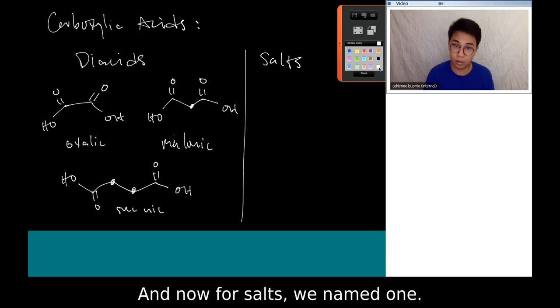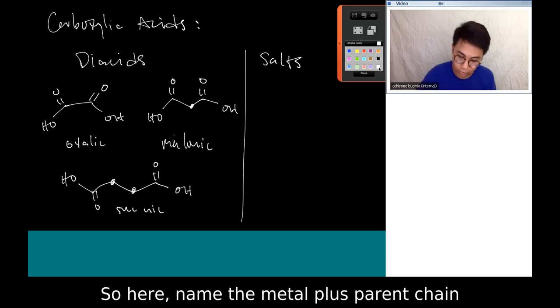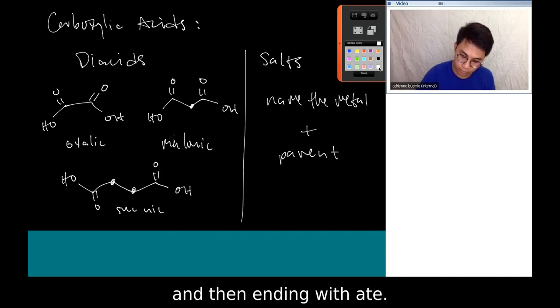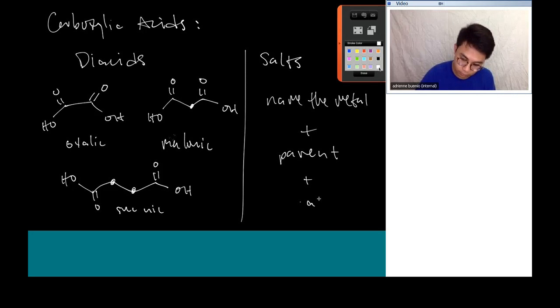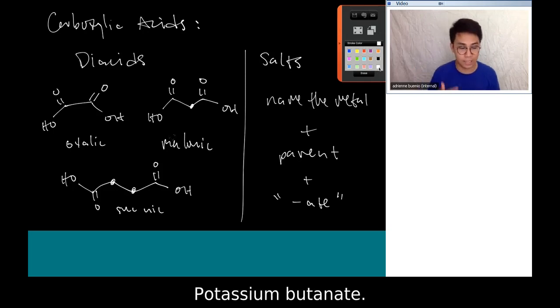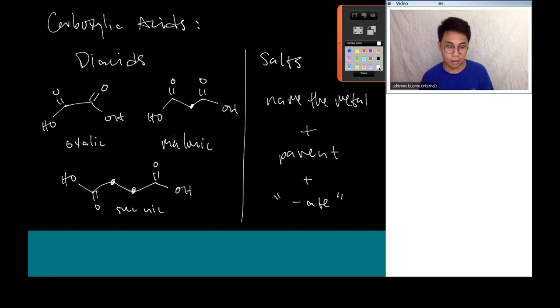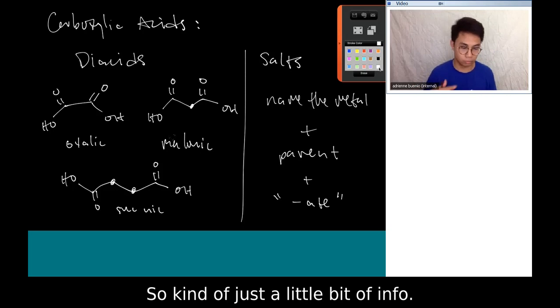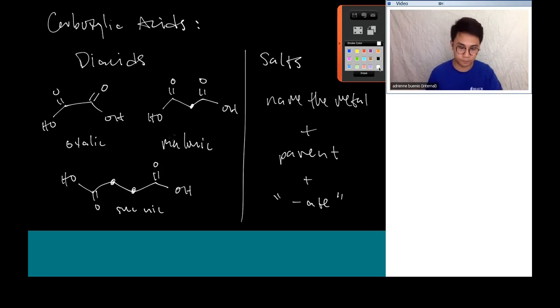And now for salts, we named one. So here, name the metal plus parent chain, and then ending with -ate, right? So potassium malonate, or something like that. Potassium butanoate, right? So kind of just a little bit of info.